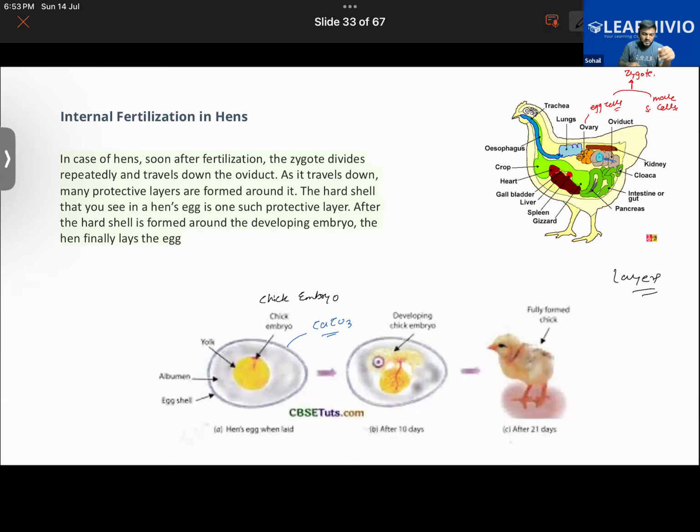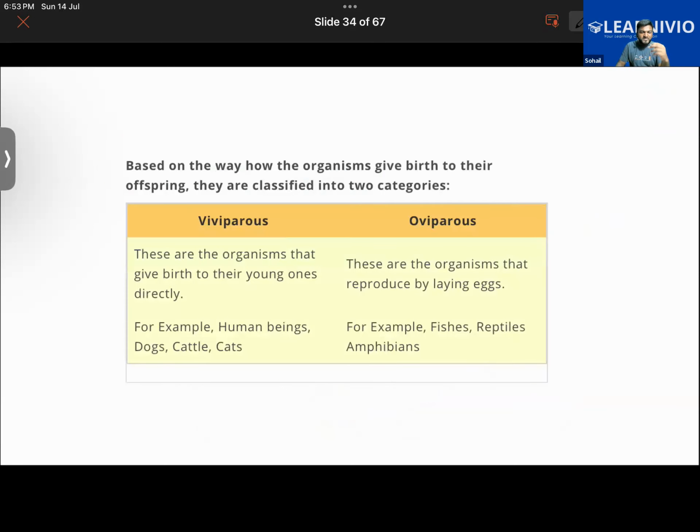Getting it now? Here in this image you can see the egg right after it was laid by a hen, and inside it we have the chick embryo, and this is the albumin, which provides nourishment to the embryo. The main function of the albumin is to provide nourishment to the embryo of the chick. Finally, after 21 days, the chick would have fully formed and it will come out of the hard shell. So hope that was clear to everyone.